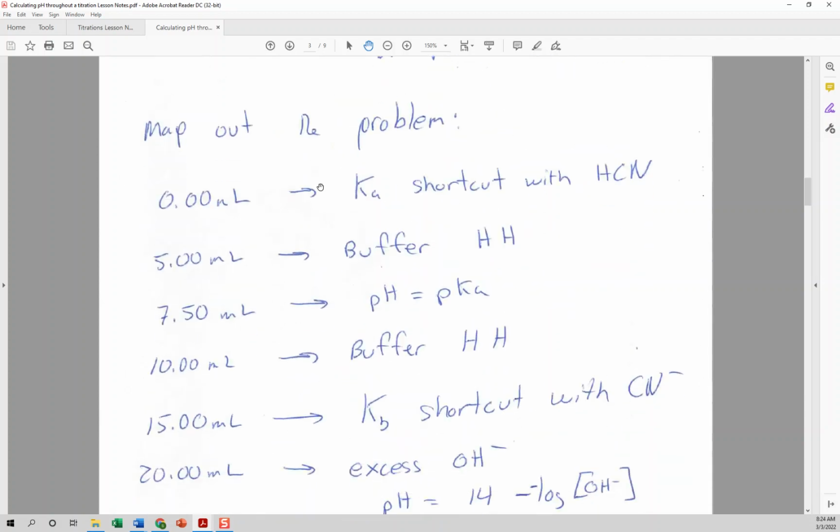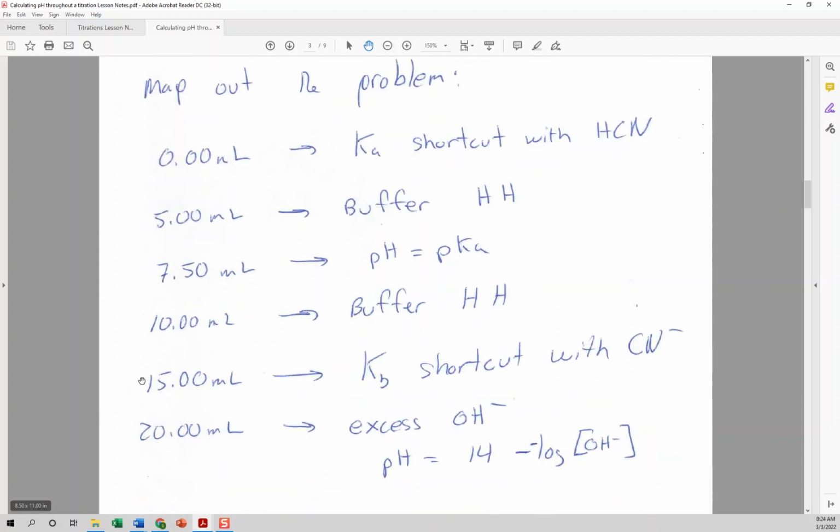So let's map out the problem. Now that we know that this right here is the equivalence point, okay? And that's the half equivalence point. Let's map everything out. All right. So before the reaction starts, before we add any sodium hydroxide, just a Ka shortcut. All right. We have a weak acid in the flask. We know the Ka and we know the molarity. Ka shortcut. That's how I'm going to calculate the pH.